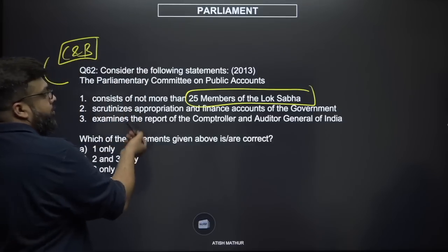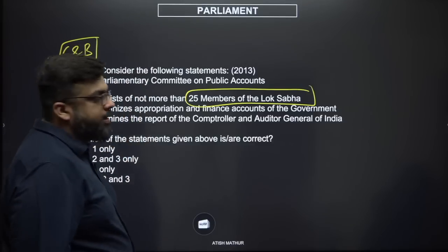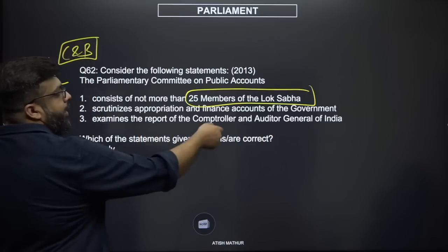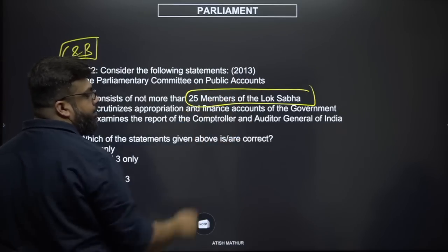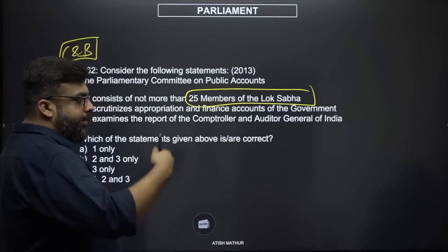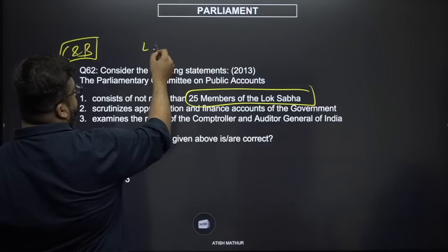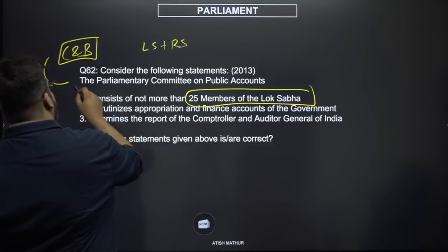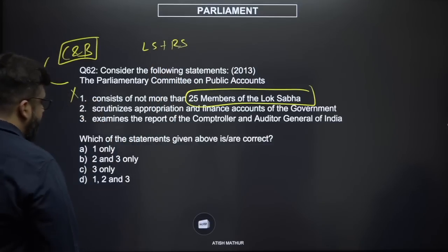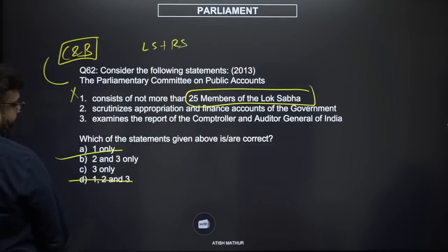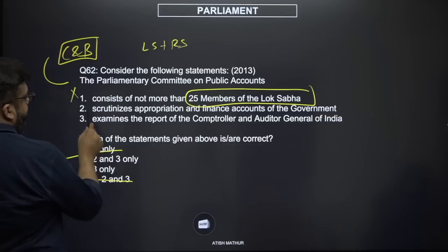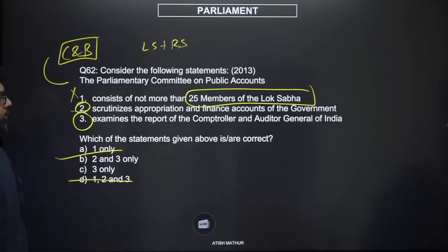If you see, statements 1 and 2 can give you some form of correlative contradiction. If you're examining the accounts of the government and you only have members of the Lok Sabha, and this has implications on the states as well, it should have members of the Lok Sabha and the Rajya Sabha both. The first statement is most certainly wrong. So any option which has the first statement gets eliminated, which means you have option 2 and option 3.